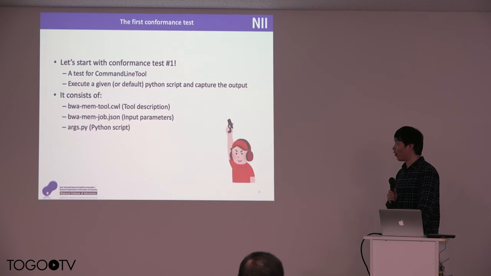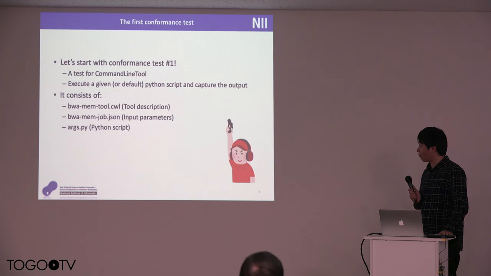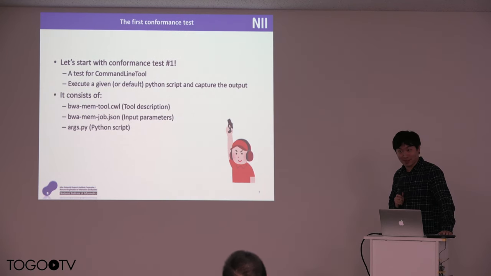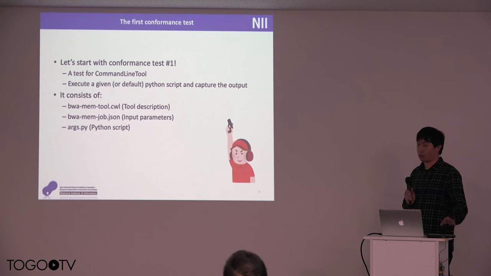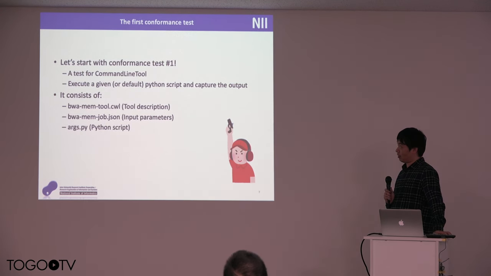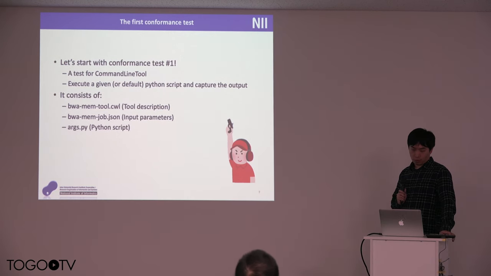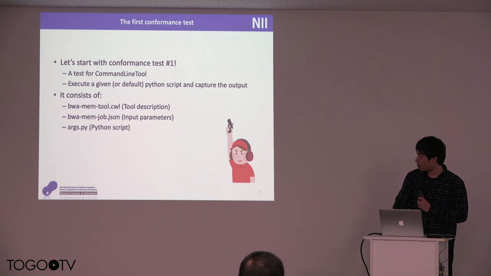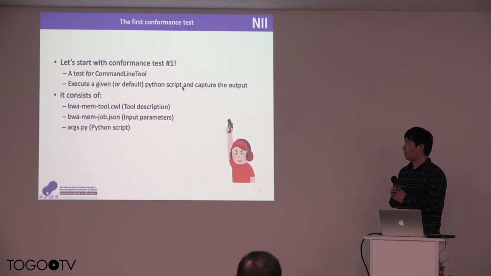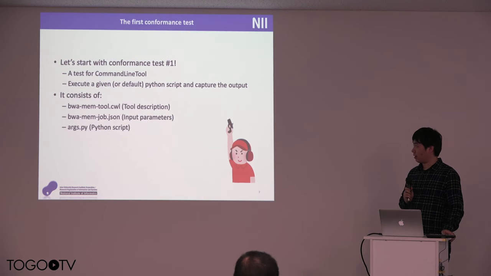So the next step: let's start developing your workflow engine to pass some conformance tests. As the first step, let's choose the first test, conformance test number one. It is a test for the command line tool, not the workflow itself. It tests just one command. In this test, it executes a Python script and captures some output objects from the output file. The rest of this talk goes into more and more detail.